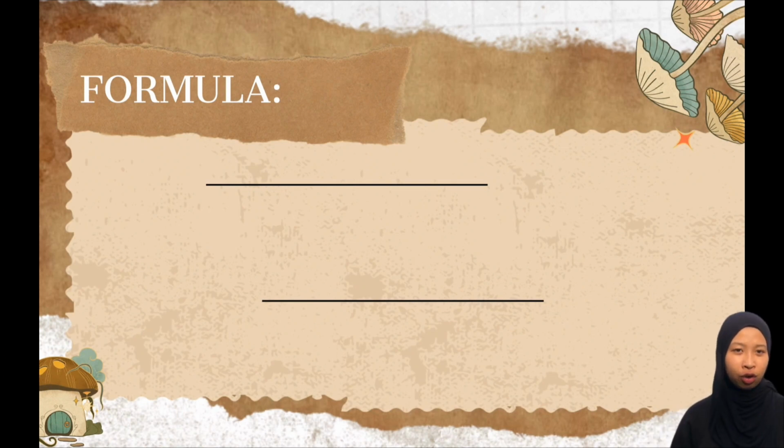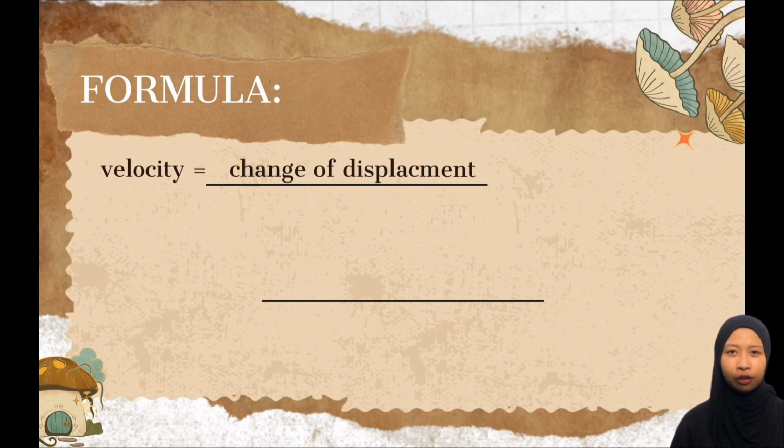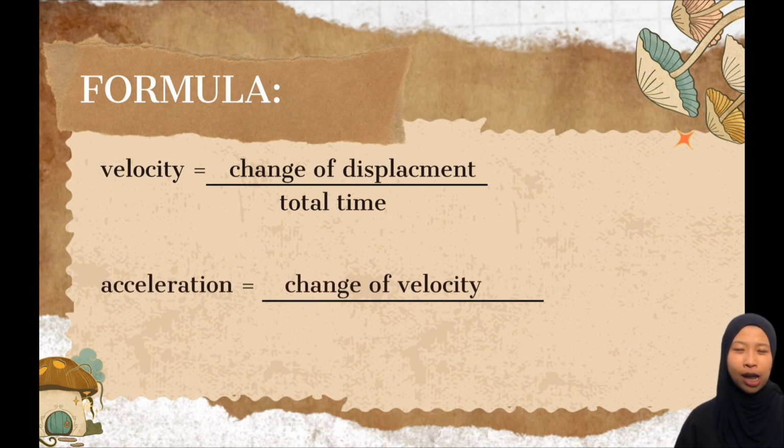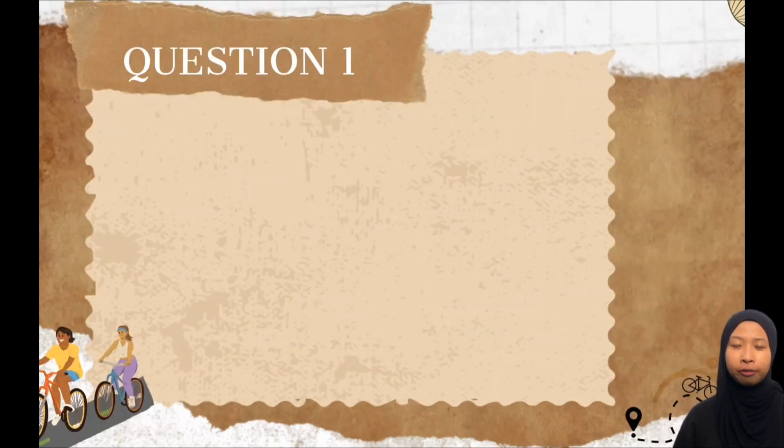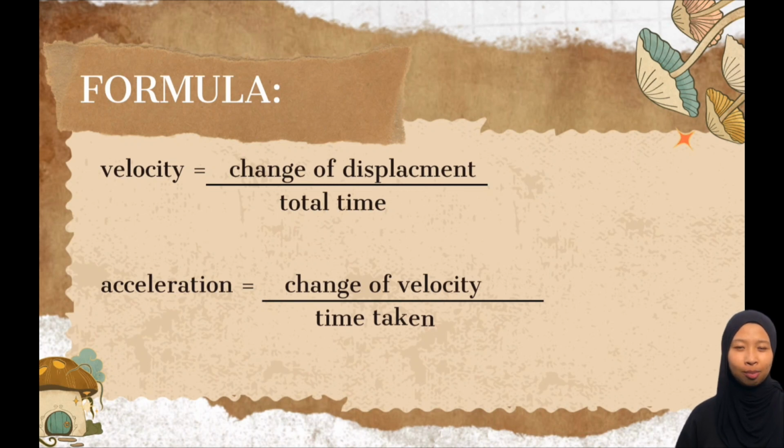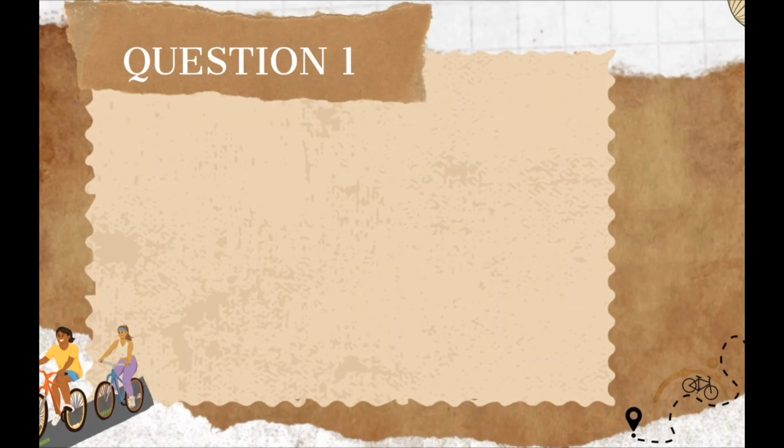The formula for velocity is change of displacement divided by total time, and for acceleration is change of velocity divided by time taken. Next, I will explain about the problem statement for this case study.